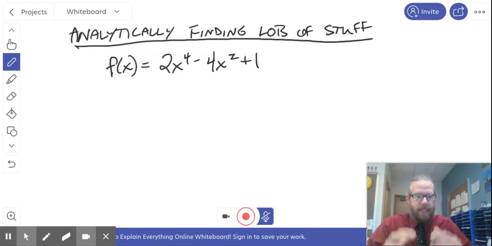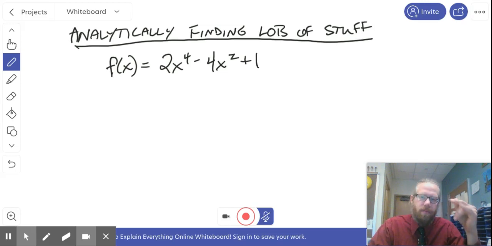Hello. So last time we laid out that table with the six different things you could find. I summarized directions basically as analytically finding lots of stuff. So it'd be those things we looked at: maximums and minimums, increasing, decreasing, inflection points, concave up and concave down.